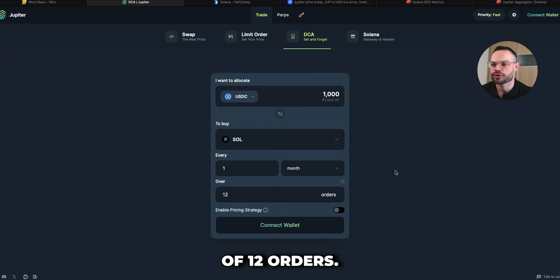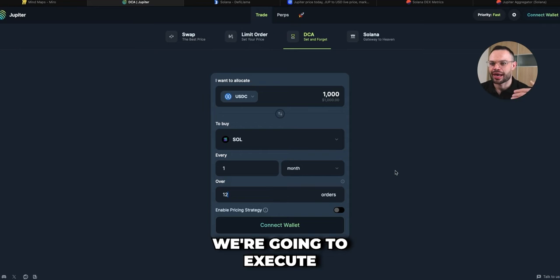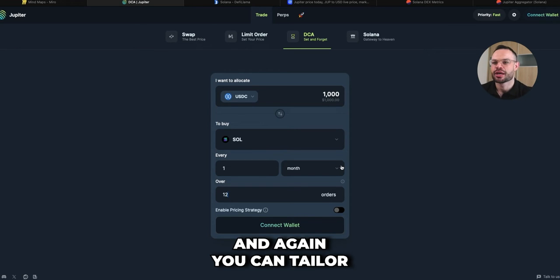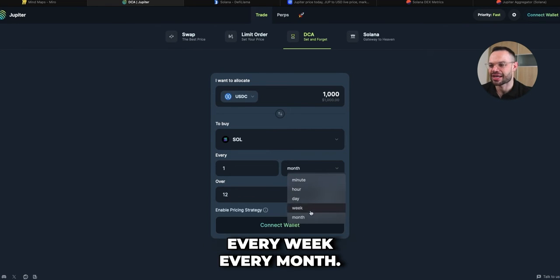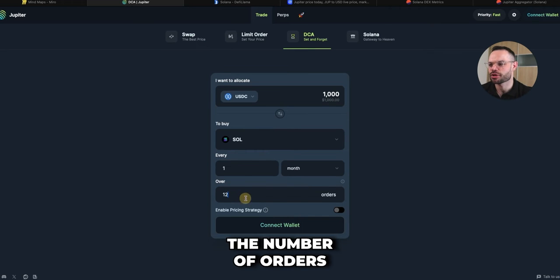period of 12 orders. So what's going to happen there is every single month, we're going to execute a smart contract that purchases Solana at the spot price of Solana every month for the next 12 months. And again, you can tailor your dollar cost averaging strategy to your needs by selecting a different time period, whether it's every minute, every hour, every day, every week, every month. Set up the number of orders, connect your wallet, allocate the capital, and configure your DCA strategy. So another very handy feature here for people who want to execute a dollar cost averaging strategy over time.